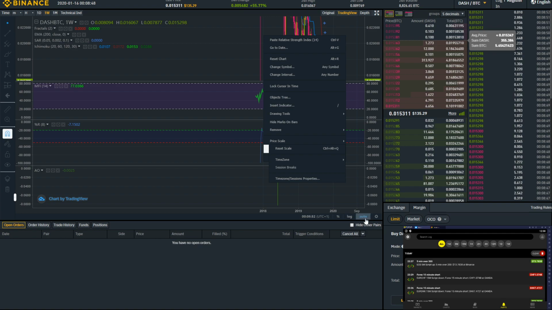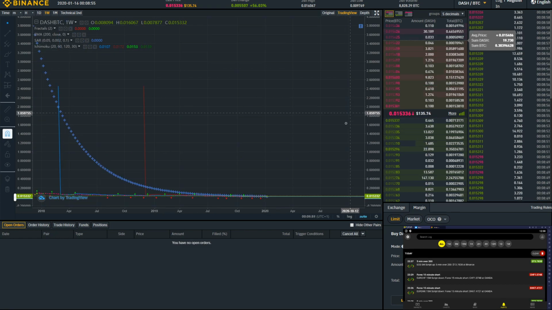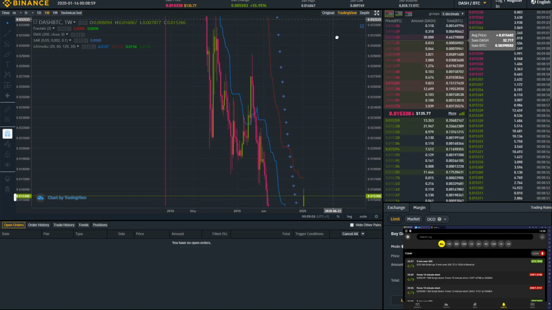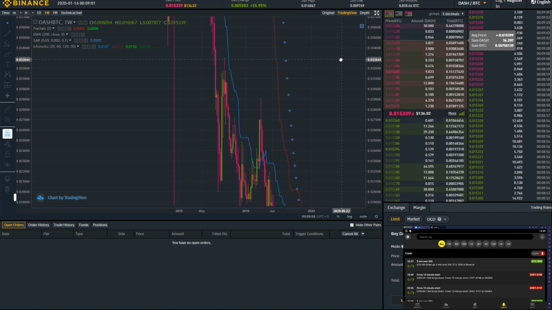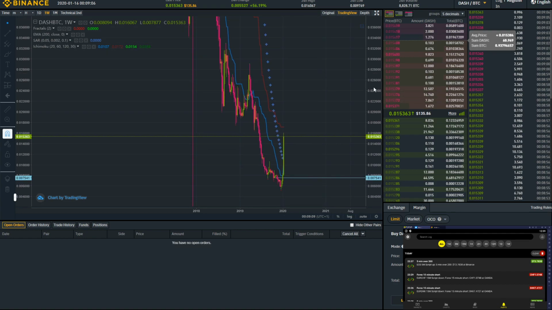Come on. Why? When I put the auto, it happens this. So probably okay. So a shitty chart, if you ask me.